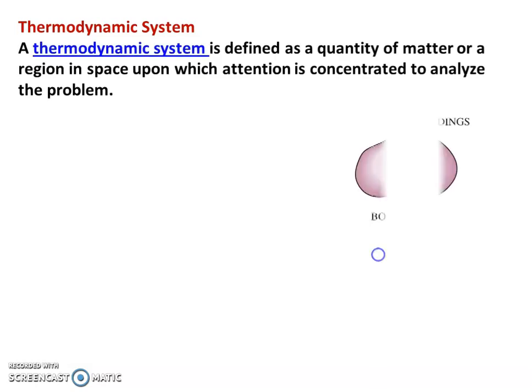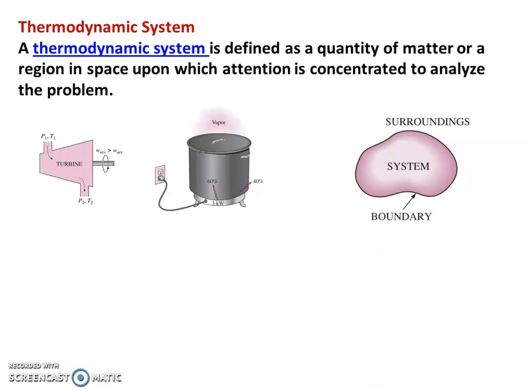Thermodynamic system. Last lecture, we have seen different types of engineering devices. The two devices I have shown here are a turbine and an electric cooker. In the turbine and the electric cooker, there is energy transfer. Now, we are going to study about the thermodynamic system, how the thermodynamic system is defined. Thermodynamic system is defined as quantity of matter or region in the space upon which attention is concentrated to analyze the problem.